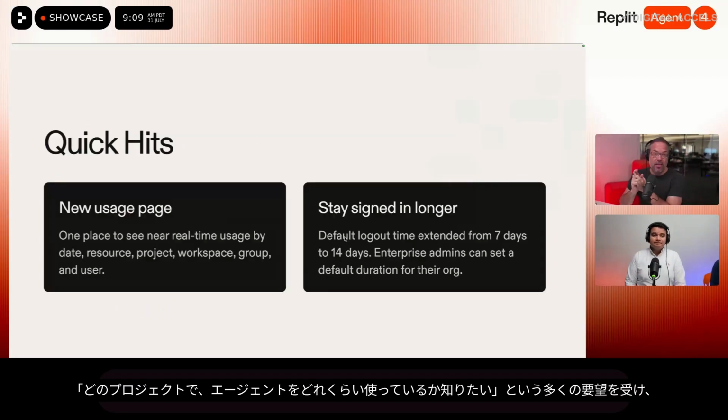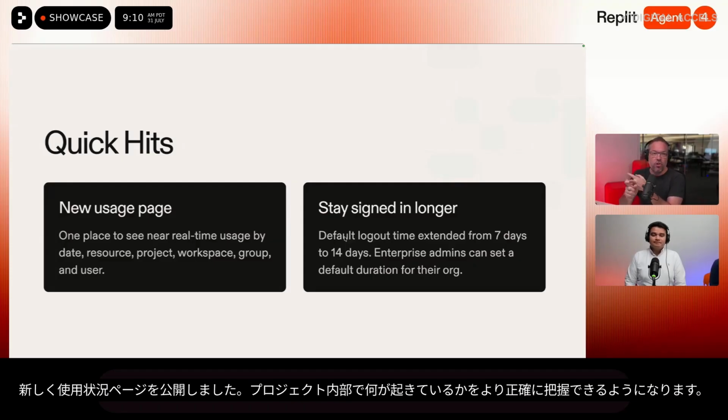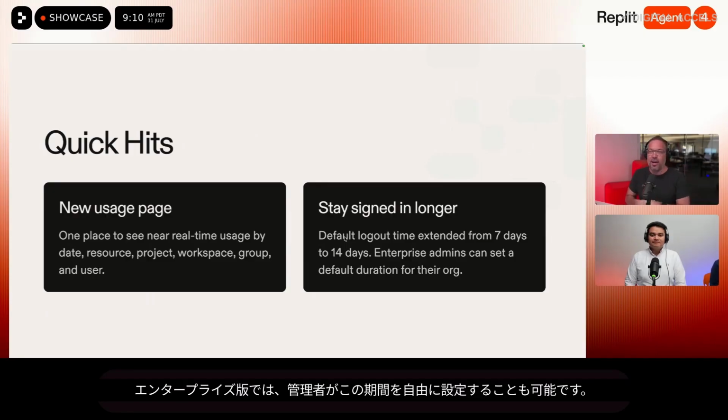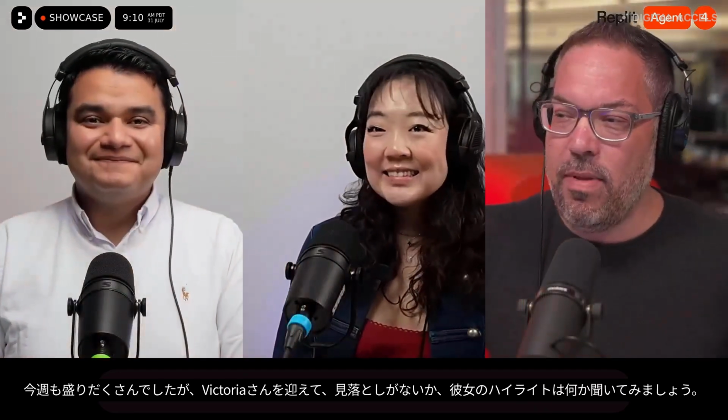Lots of folks have been asking about detailed usage, like how do I know what projects I'm using, how much the agent's billing me for. So there's a new usage page that you should go check out. It's as close as we can get you to a better snapshot of what's going on inside your projects. And people who are logging into Replit regularly will also appreciate the ability to stay logged in a bit longer, with enterprises having the ability to set how long that login refresh lasts. An action-packed week.